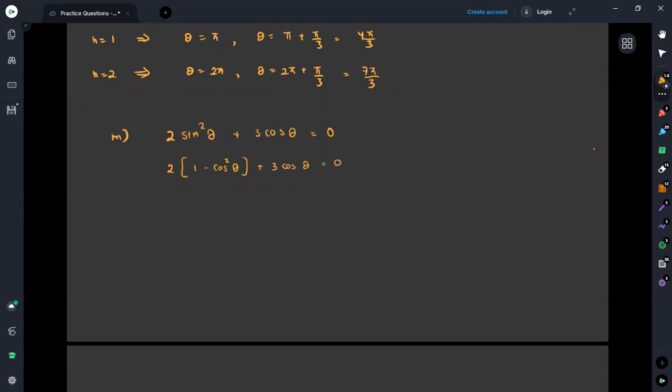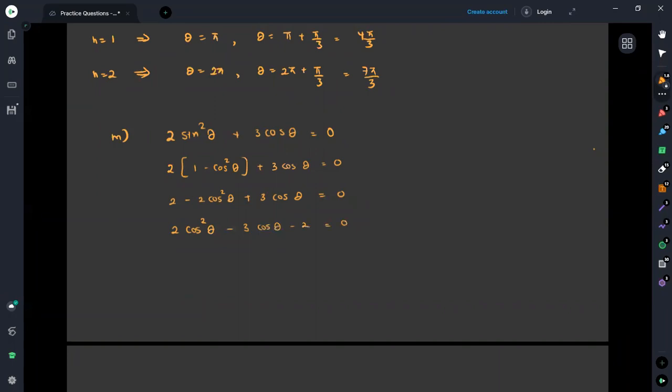Now, we'll try to solve the bracket and find out what we are getting here. It is 2 minus 2 times cosine squared theta plus 3 times cosine theta equals 0. To find the factors, we are more familiar with taking this as a positive value. Therefore, I will take all the terms to the other side, or multiplying by minus 1, we get 2 times cosine squared theta minus 3 times cosine theta minus 2 equals 0.